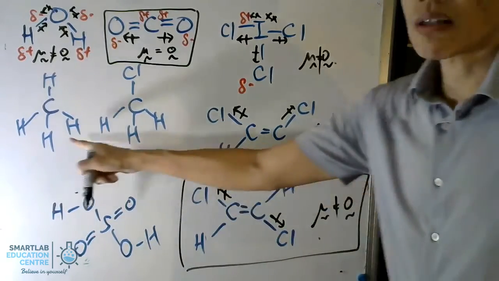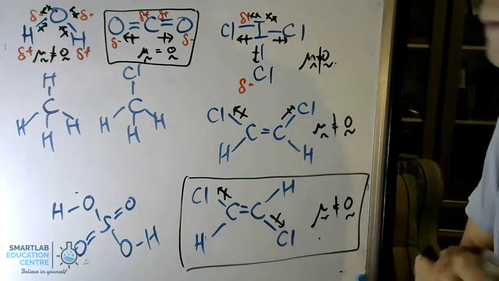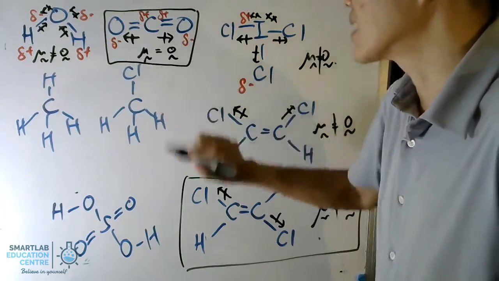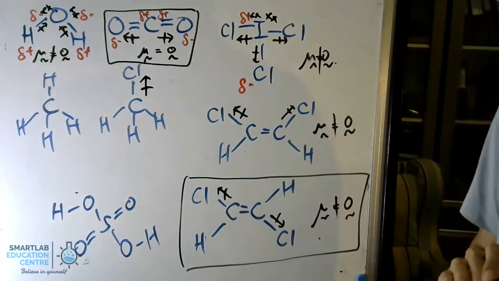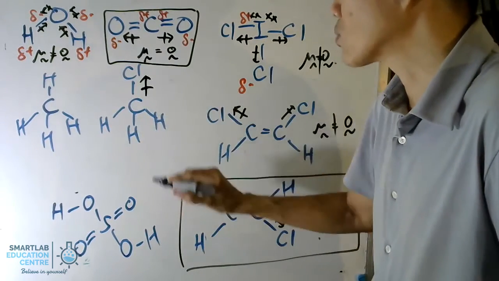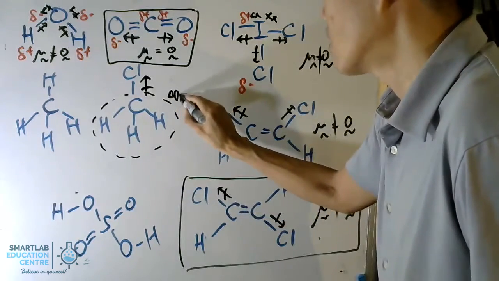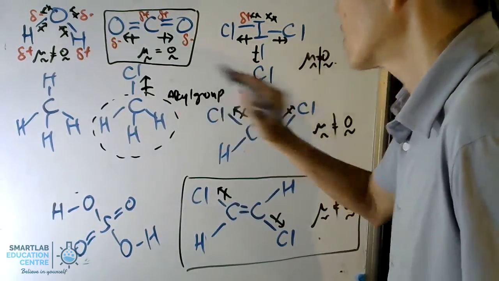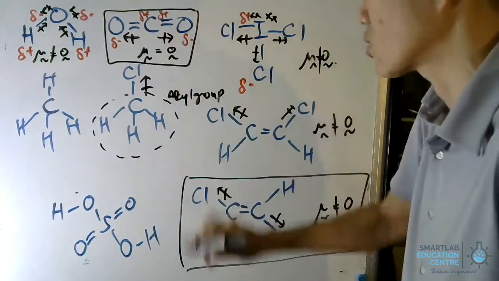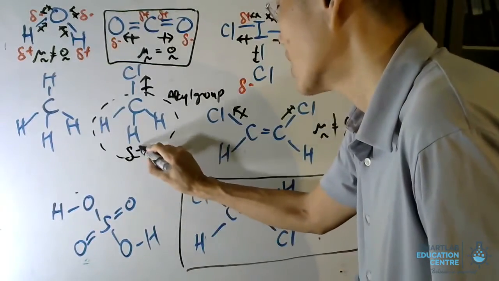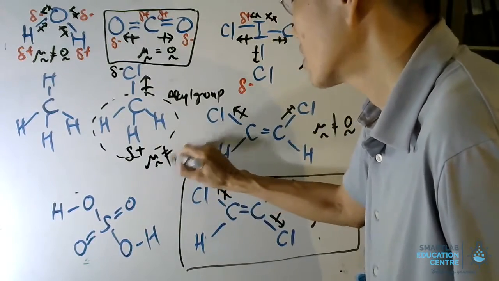We'll now take a look at these two molecules together. This is methane, and this is chloromethane. Similarly, Cl is more electronegative than carbon and hydrogen, so the dipole moment is drawn in this direction. We also want to note that all alkyl groups are known to be electron releasing. So this group will be donating electron towards chlorine. So this will be delta plus, this will be delta minus. Therefore, this molecule is polar.